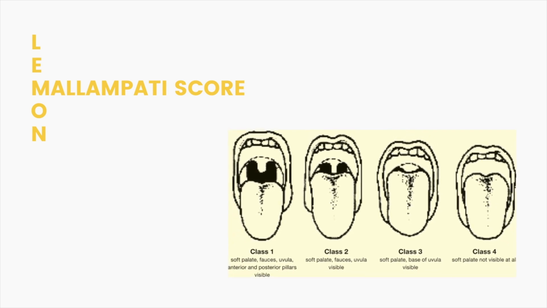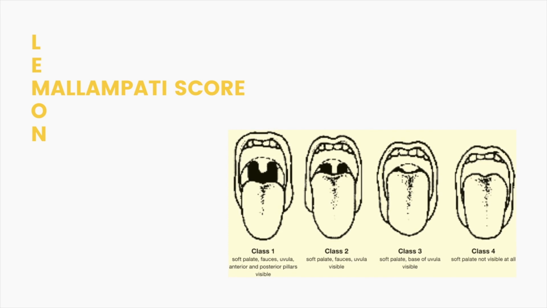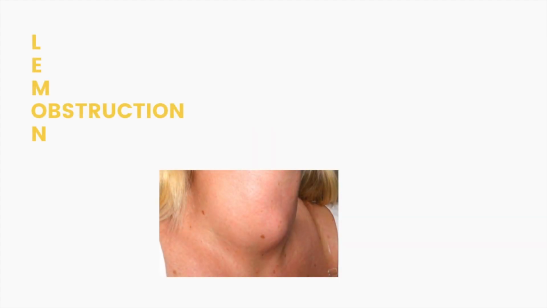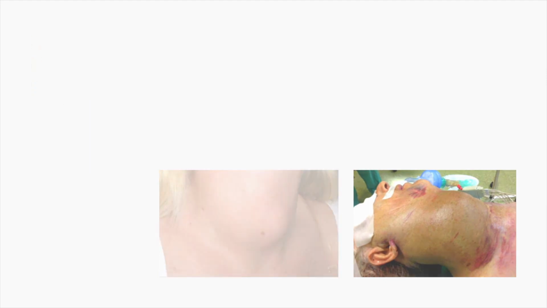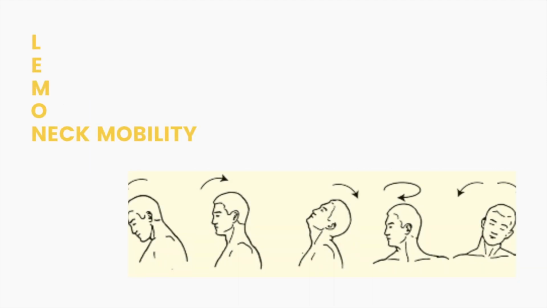Ideally, the patient should be at your eye level, and ask the patient to open his mouth again and stick out his tongue. O is for obstruction. Check for any obstruction in the oral cavity or in the neck for any masses or hematomas. And lastly, N for neck mobility.